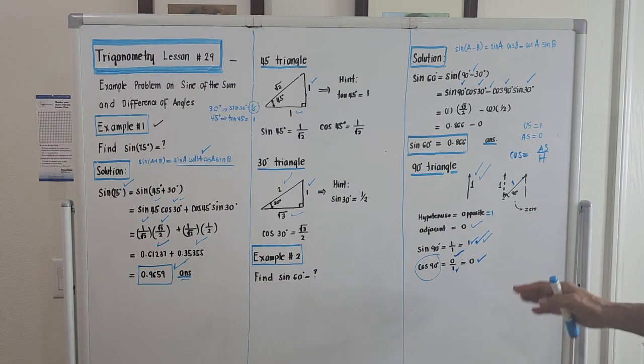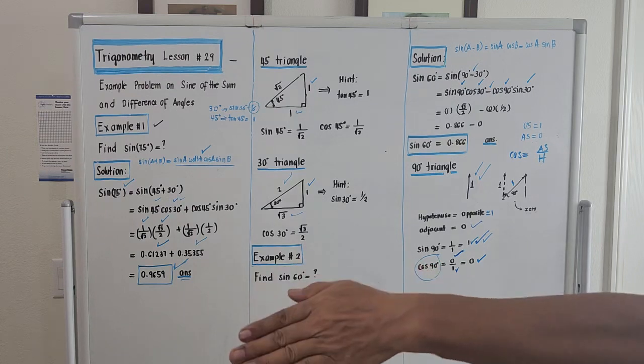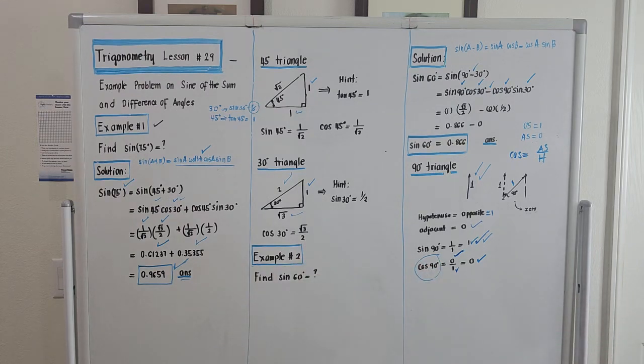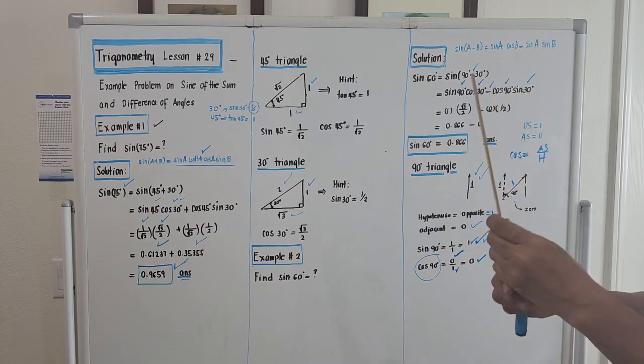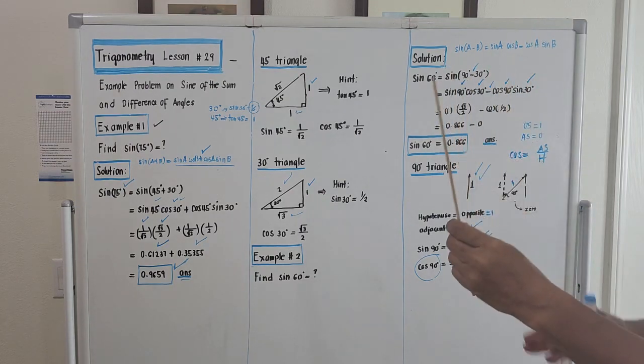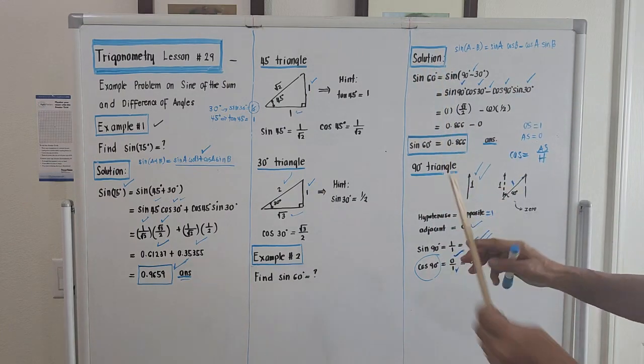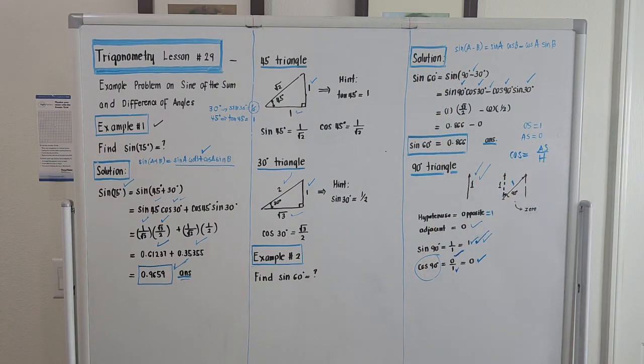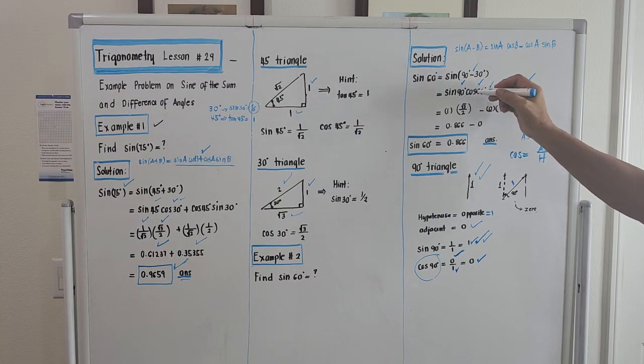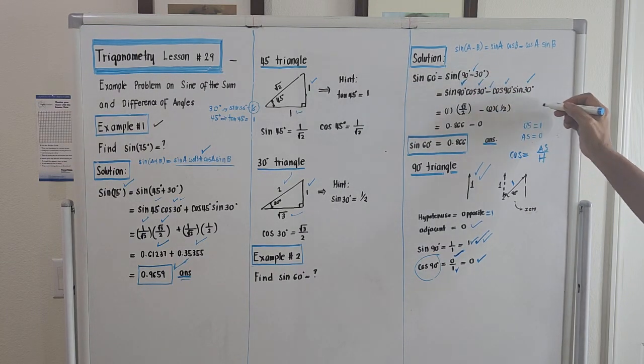So by knowing this, you don't have to use your calculator or your trigonometric table. If you say 90 degrees, automatically the sine is 1. For cosine, there are no adjacent sides, so 0 over 1 will be 0. So cosine of 90 degrees is actually 0. So actually, from here, we got already the sine of 90 degrees and the cosine of 90 degrees.